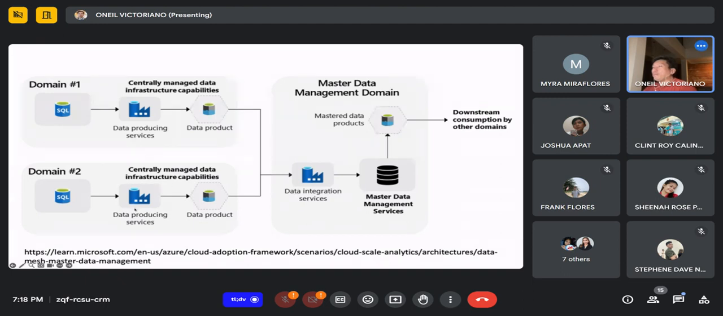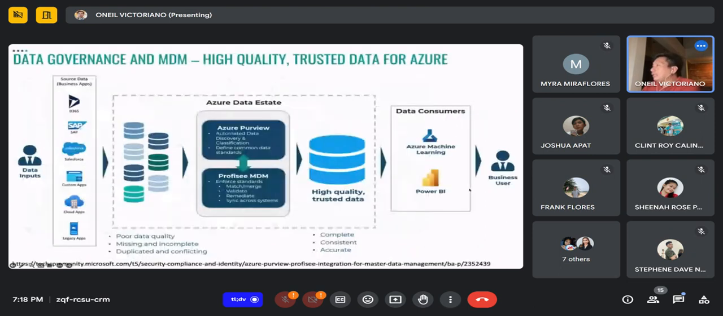No, so we put that in a master repository that is doing data integration services, and that would equate to a master data management service to produce master data products. Now, another idea for Azure is Microsoft ERP systems also, or data management systems for enterprise modeling.